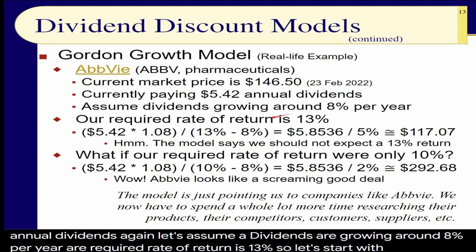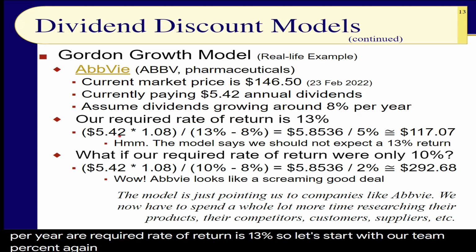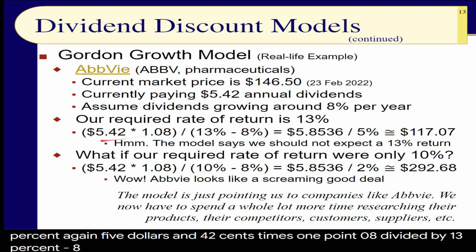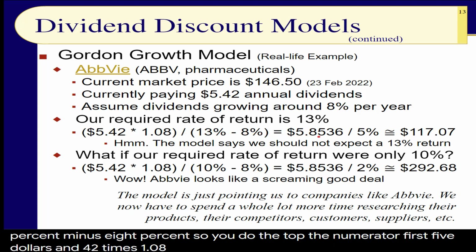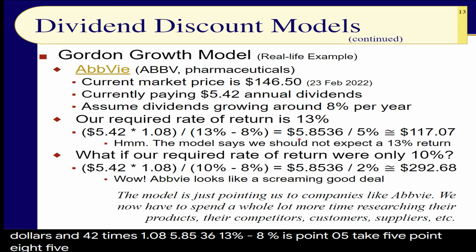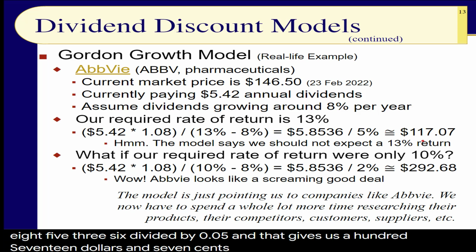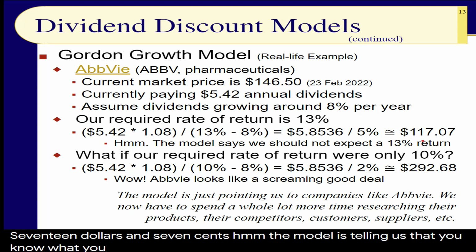So let's start with 13% again. $5.42 times 1.08 divided by 13% minus 8%. So you do the numerator first. $5.42 times 1.08 is 5.8536. In the denominator, 13% minus 8% is 0.05. Take 5.8536 divided by 0.05, and that gives us $117.07. The model is telling us that, you know what, you really should not expect a 13% return.